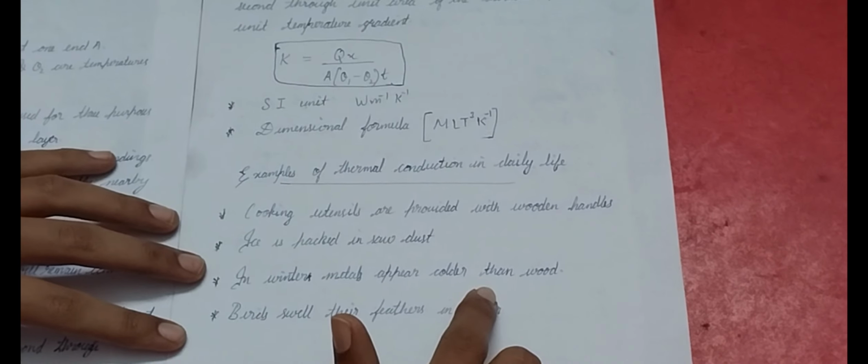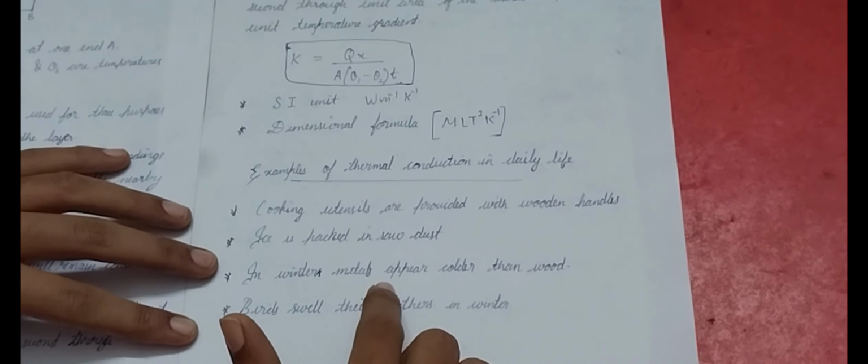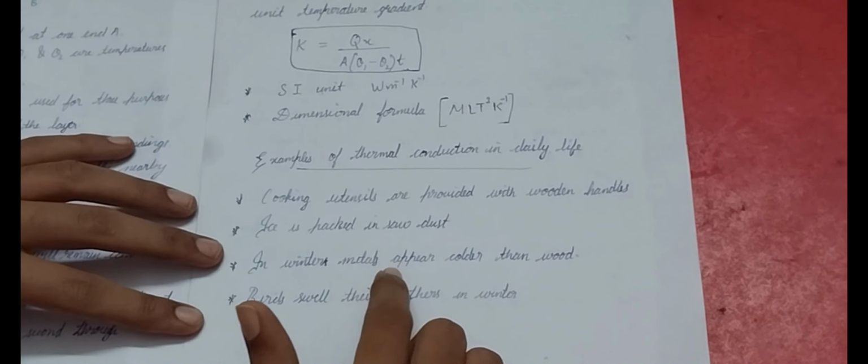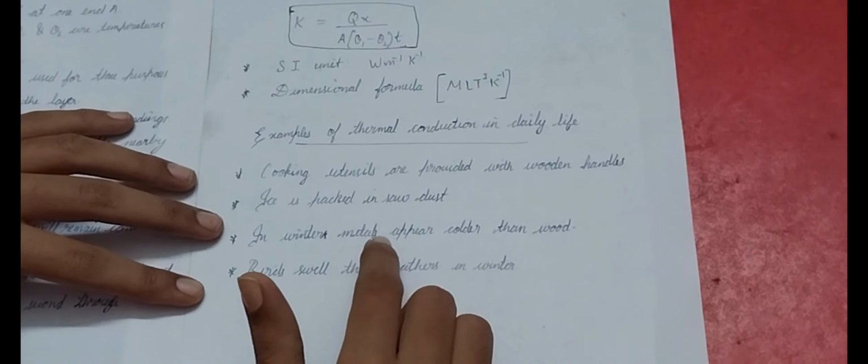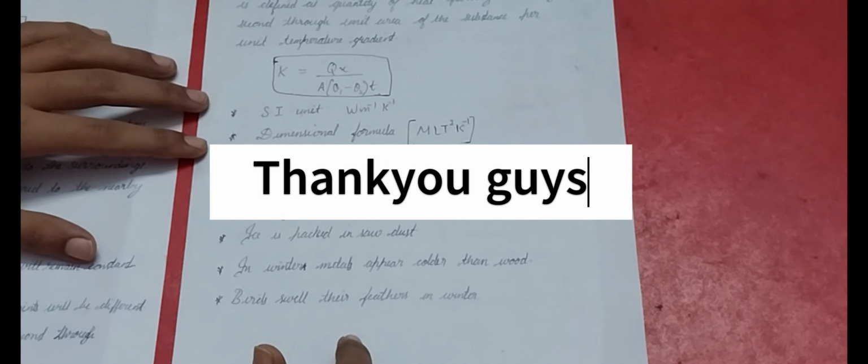In winters, metals appear colder than wood because in winter our body is at higher temperature than the surrounding objects. So if we touch a metal object, heat flows from our body to the metal, so we feel cold. Birds swell their feathers in winter. By doing so, the birds enclose air between their bodies and the feathers. Air is a poor conductor, so it prevents loss of heat from the body of the bird and it maintains its body temperature.